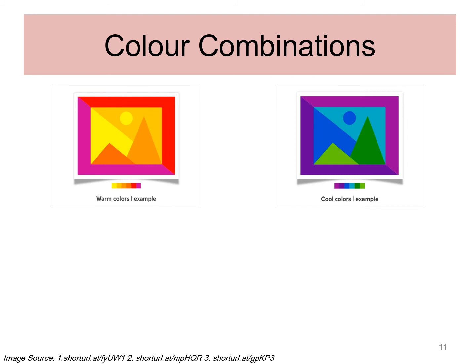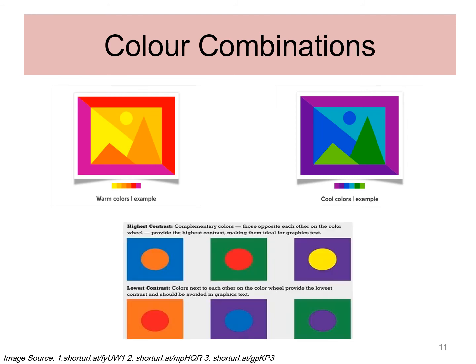And if you want to create the complementary colors, then you must select the colors which sit opposite to each other. For example, a warm color orange and a cool color blue. We can go for the highest contrast or lowest contrast.